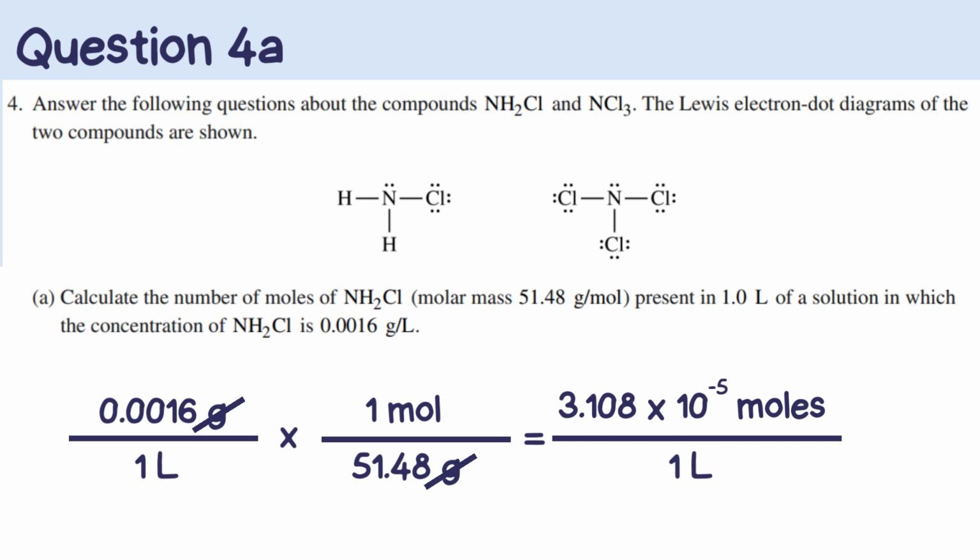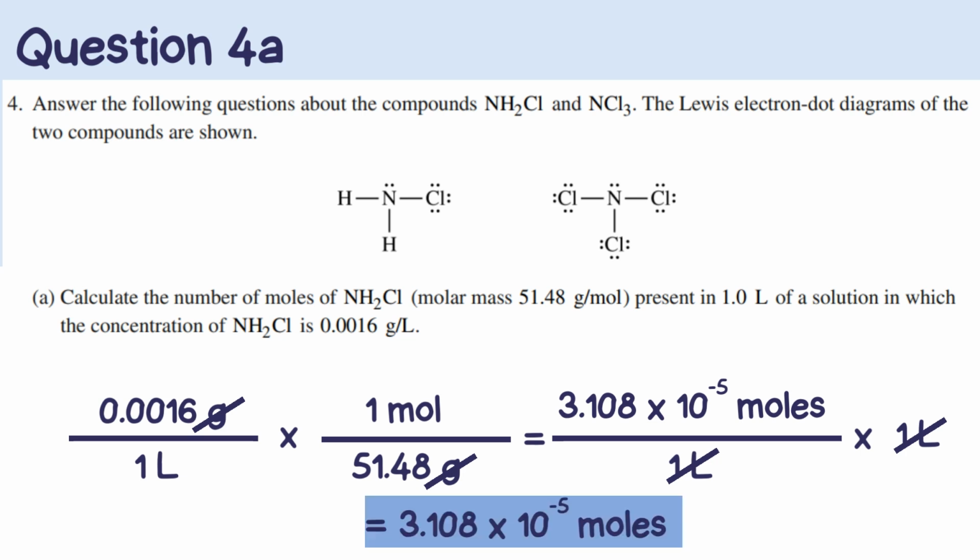because the 1 liter did not cancel out, so I'm placing the 1 liter on the bottom. But remember that we're looking for moles, so I'm going to try and cancel out the 1 liter using the 1 liter value given in the problem. So just multiply that by the given 1 liter. Liters will cancel out, and then you will get a final value of 3.108 times 10 to the negative 5 moles as a final answer. So yes, so far not too bad.